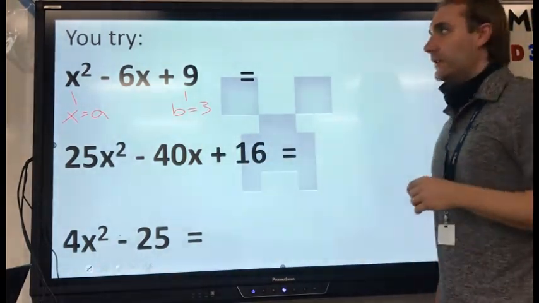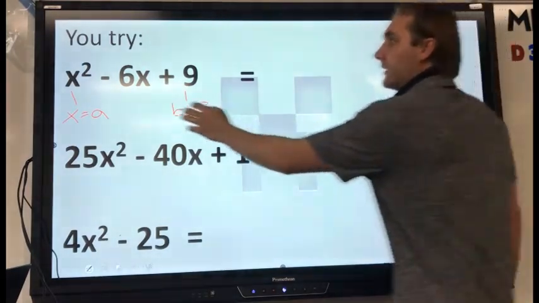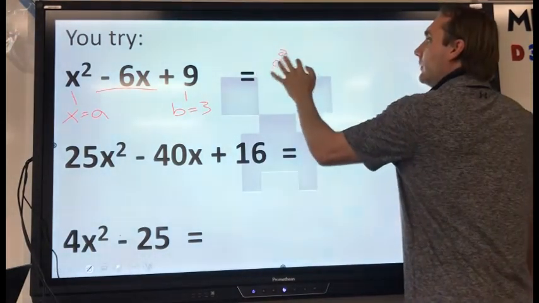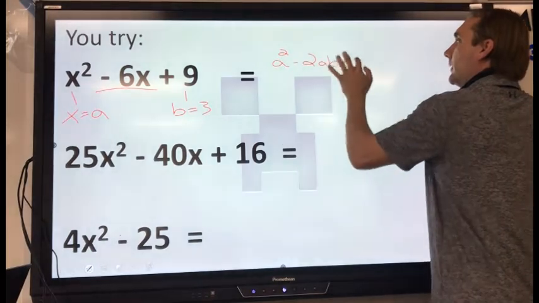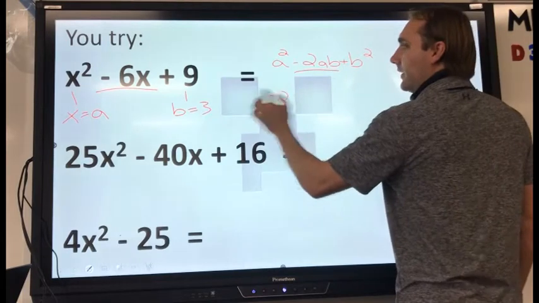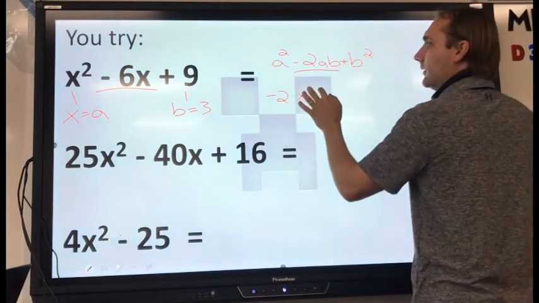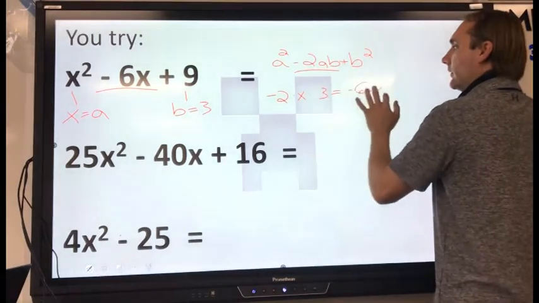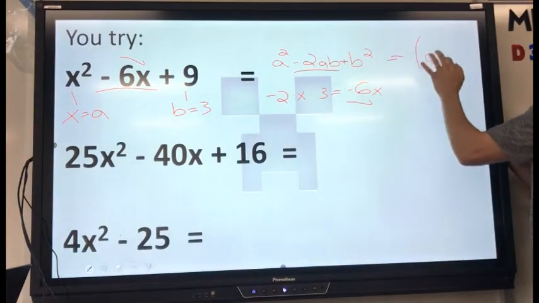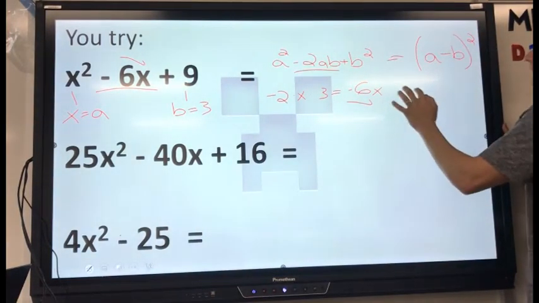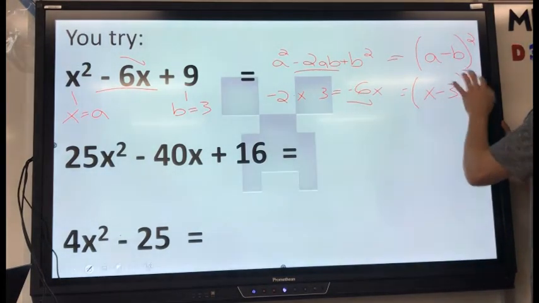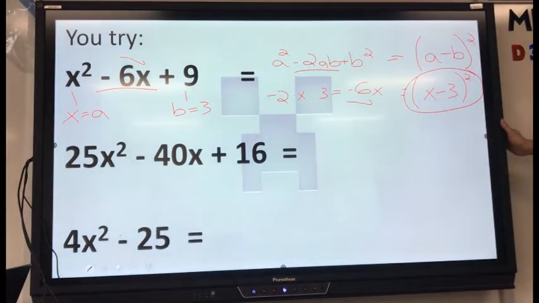Which formula does it fit under? The first, second, or third? Third. The third, because of the minus, right? The negative 6x. So it fits under a squared minus 2ab plus b squared. I just need to make sure this negative 2ab part works. So negative 2 times a, which is x, times b, which is 3, equals negative 6x. That's what I got. Looks like that works. And this equals (a minus b) squared. So in this case, it factors into (x minus 3) squared. Hopefully that's what you got.